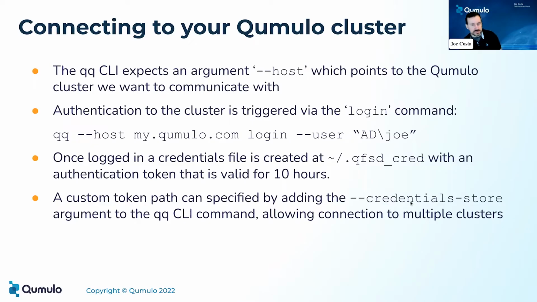So how do you connect to the Qumulo cluster? QQ expects an argument called host, which will point to the Qumulo cluster you want to communicate with. Then authentication will be triggered via a login command. So here's an example of what that looks like. I have QQ, then I specify which host I want to connect to. I give it the API command login, and then I give it the user account that I'm trying to connect with. Now, once I'm logged in, a credentials file is created in your home folder called qfsd_cred, and this has an authentication token that will be valid for the next 10 hours.